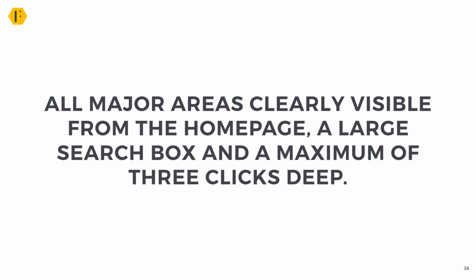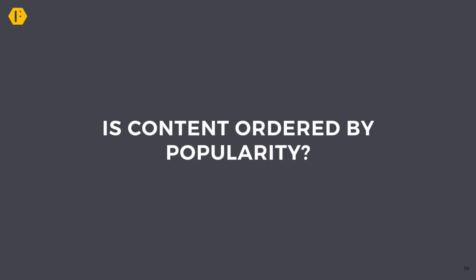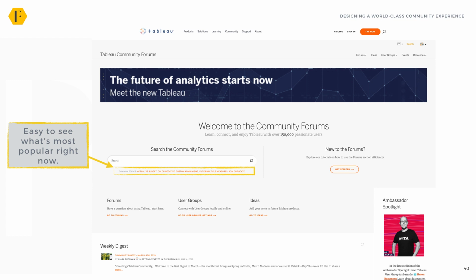Next is content ordered by popularity. It blows my mind how often we waste the best real estate in a community with stuff that so few people want to actually read. So a good practice here is like the Tableau community, and you've seen it with a few others already, where they're making it really easy to see what's popular right now or what is going to be most popular to most members. What we know in most communities is around 80% of the discussions are around 20% of the topics.